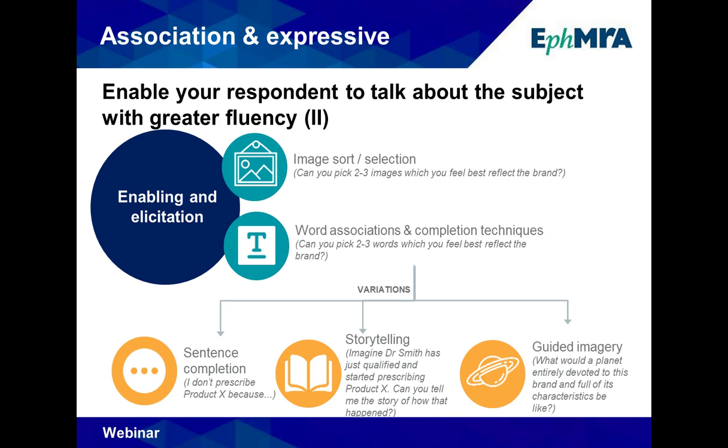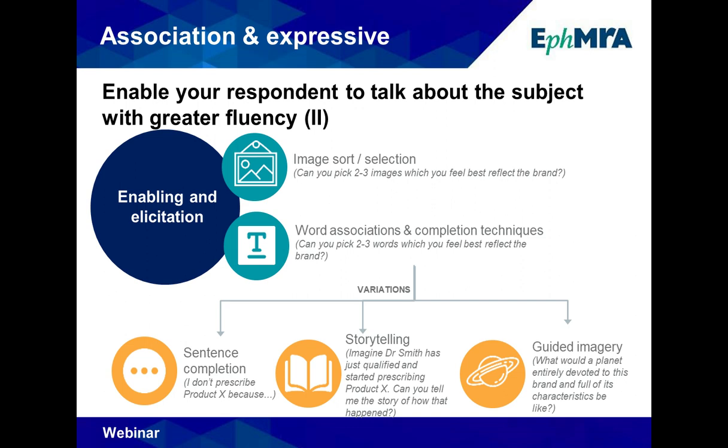First of all, the sentence completion. It can also be a series of sentences. For example, I don't prescribe product X because this and that. Or you could use the mad, sad, glad exercise. You may have heard about it. And asking respondents, what makes you feel mad about this brand or about this therapy area? What makes you feel sad about it? What makes you feel glad about it?